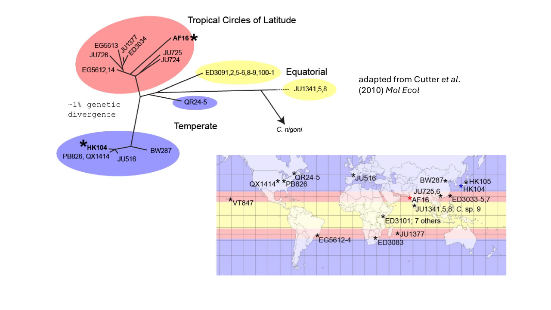C. elegans, again, does not have this population structure, and most of their populations are much more closely related to each other genetically than the red and the blue populations here. So C. briggsae seems to be a better model organism for studying genetic divergence and its effect on reproductive isolation and speciation.